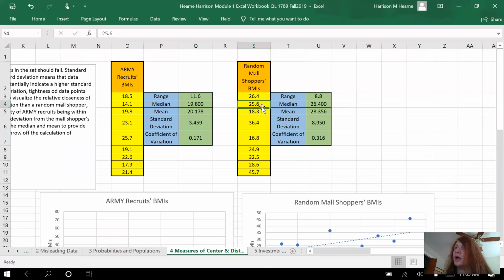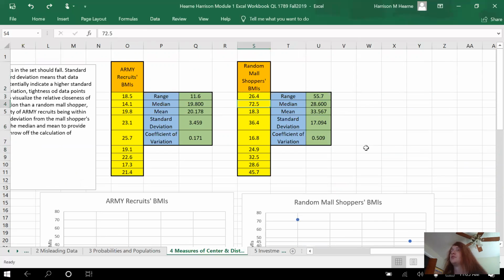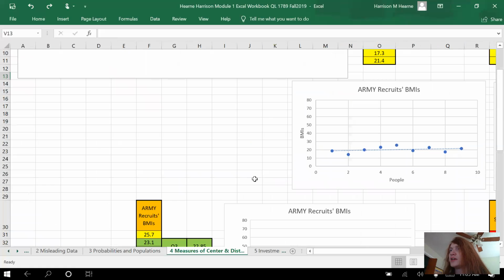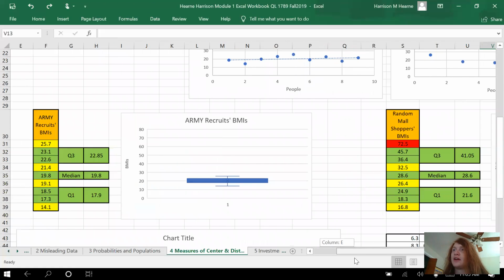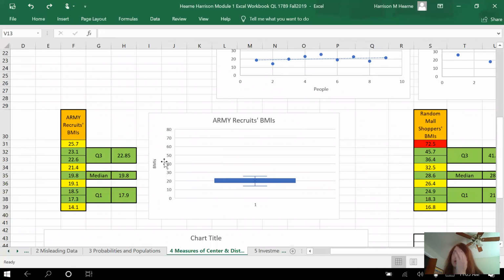So you can see that the mean changed, the mean dropped considerably, the median changed a little, the range changed considerably. It actually even got smaller than the Army recruits range. And the biggest change was in the standard deviation and the coefficient of variation. So I'm going to go ahead and turn that back to the number it was before. And we can take a greater look at this data down here in our box and whiskers charts.